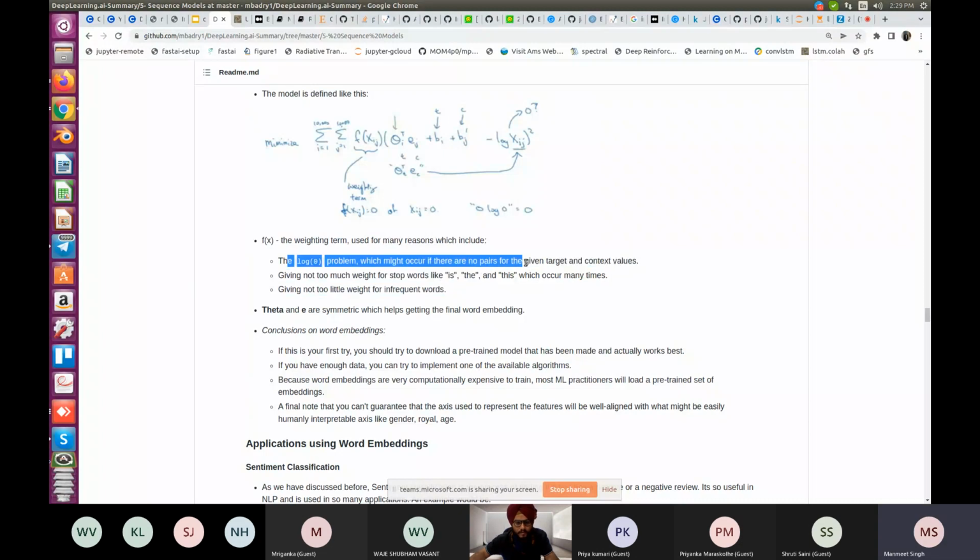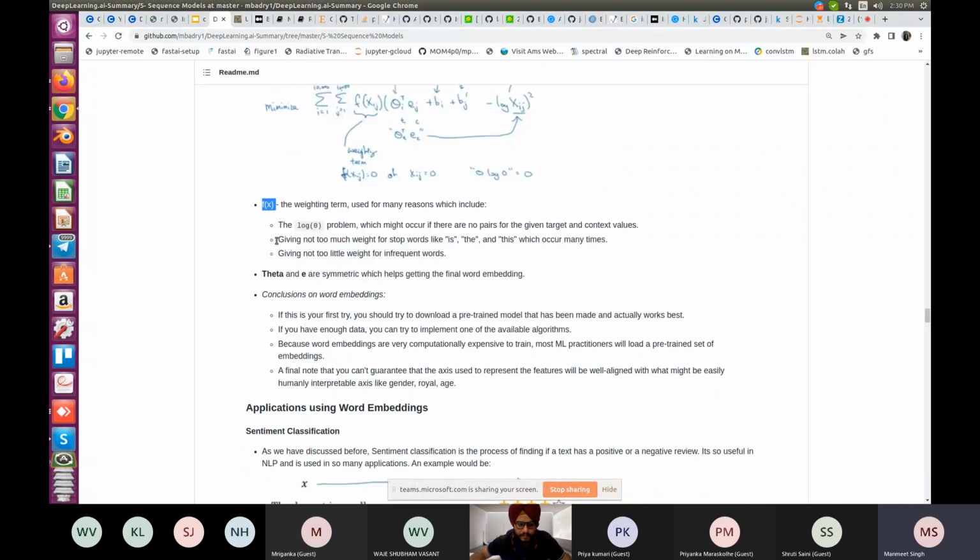also to handle the log zero problem which might occur as there are no pairs for the given target. So for some targets there might be no context, or for some context there might be no targets. So for that, this log zero problem will happen. So this weighting term helps in that.